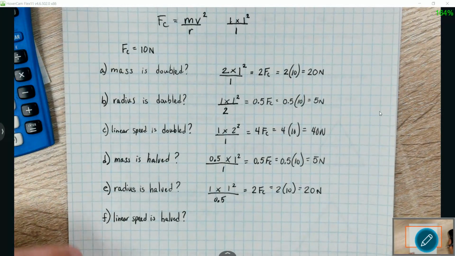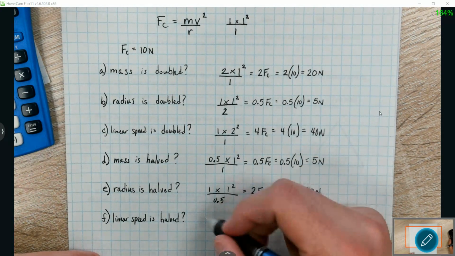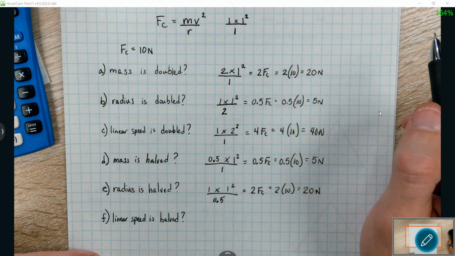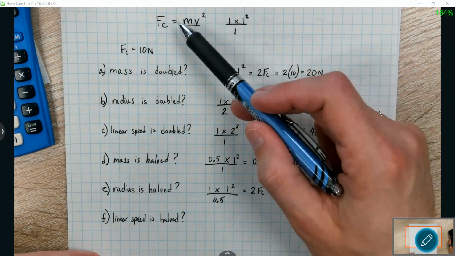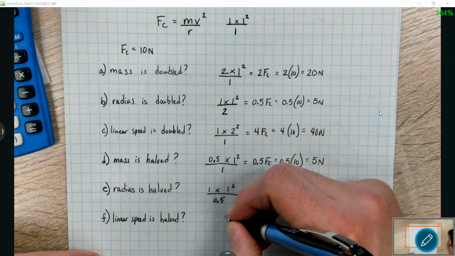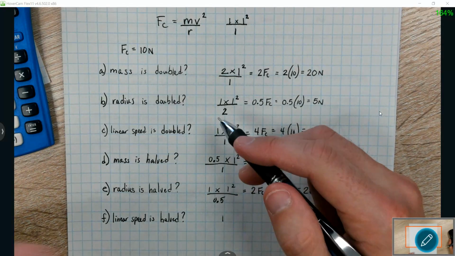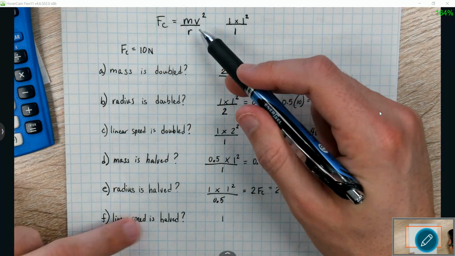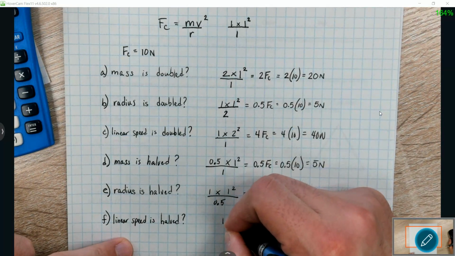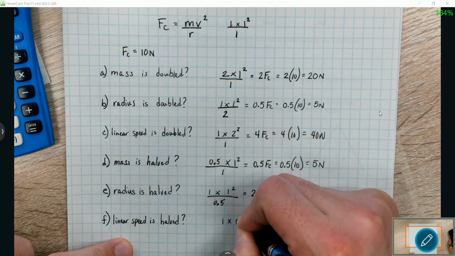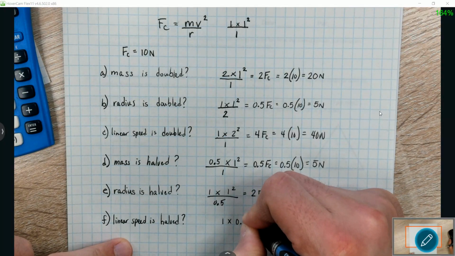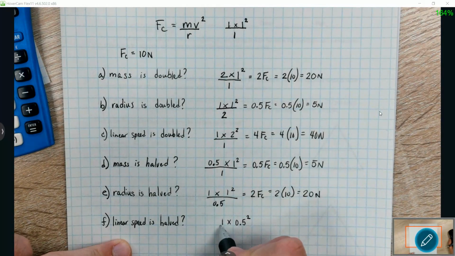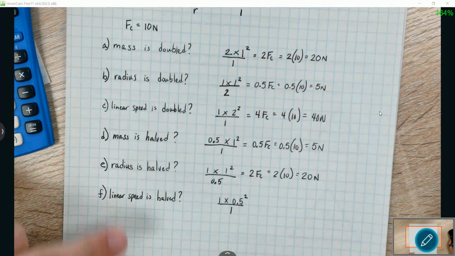All right, which one are we changing now? Are we changing the first, second, or third? Well, the first one's for mass, so we're not changing that. Right. The second one is v, which is our linear speed. So yeah, we're going to change that one. So 0.5, but we have to square it. And they didn't tell us we could change the radius, so that 1, we're going to leave as 1.